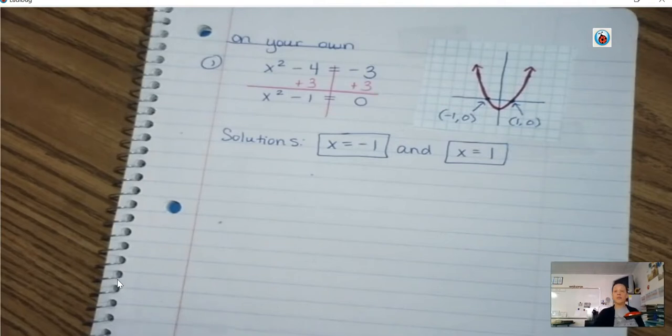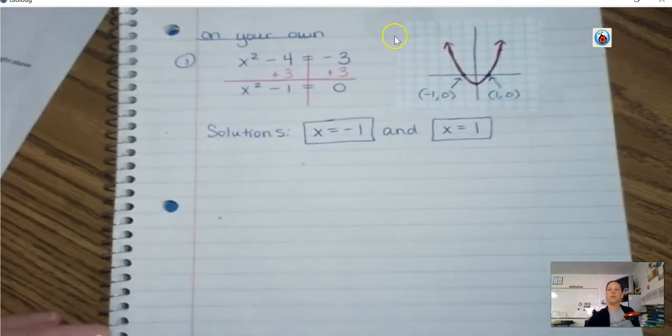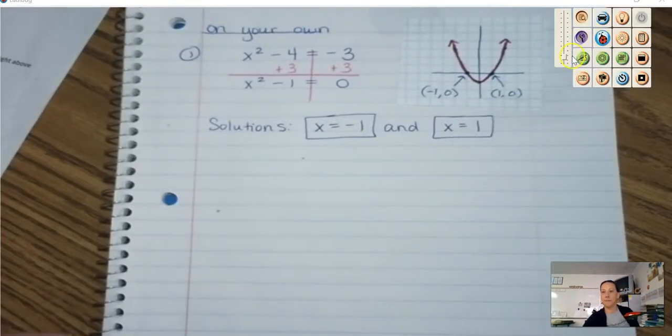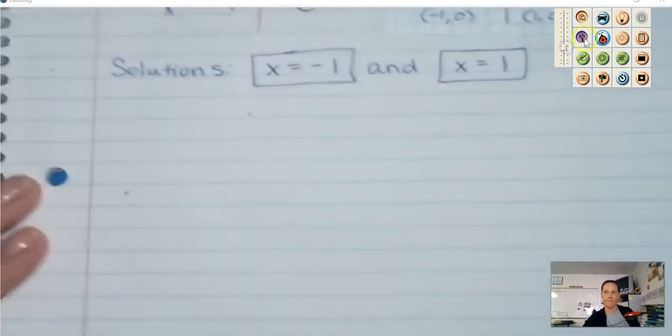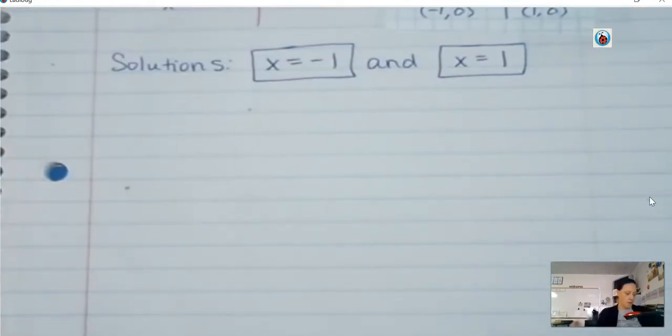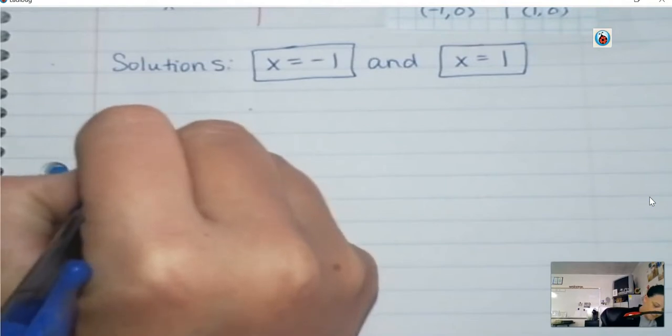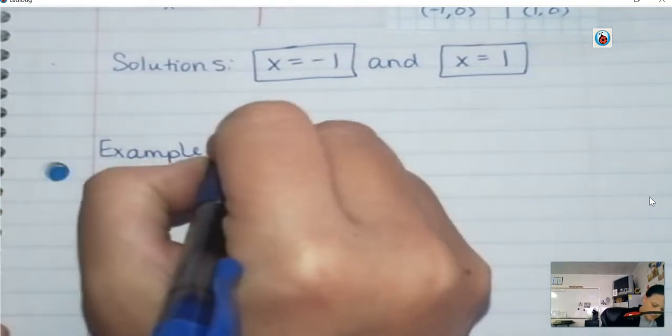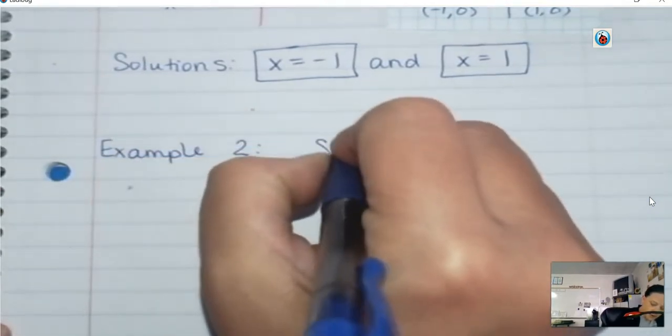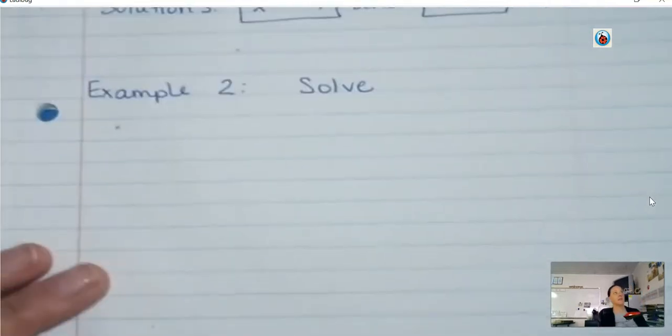The ones we do today, you actually do not need any graph paper for. You're just going to use Desmos. Okay, this is example 2 now. And it still says to just solve, which means find the zeros. So where it hits the x-axis.